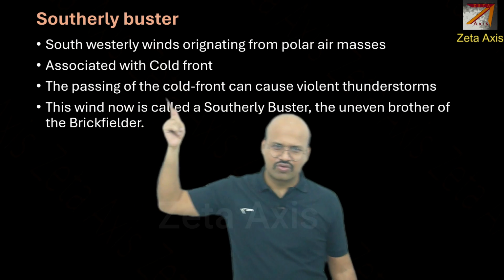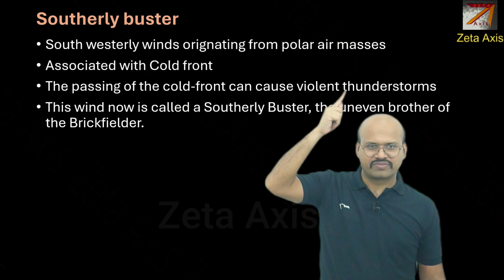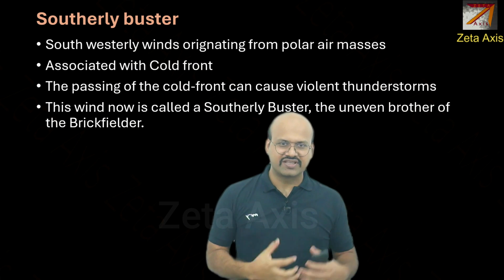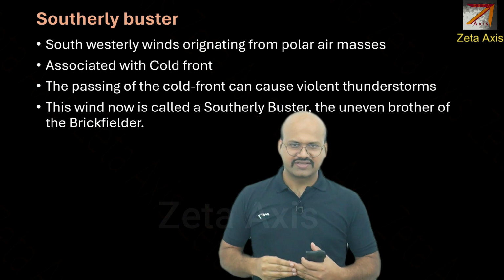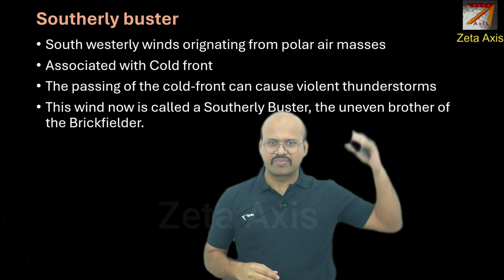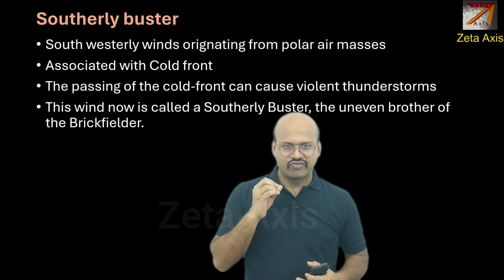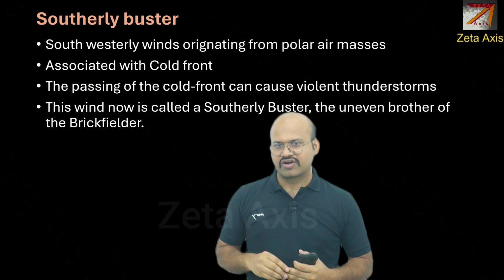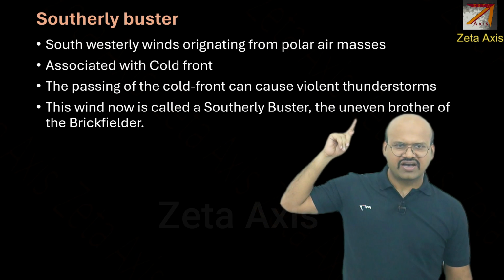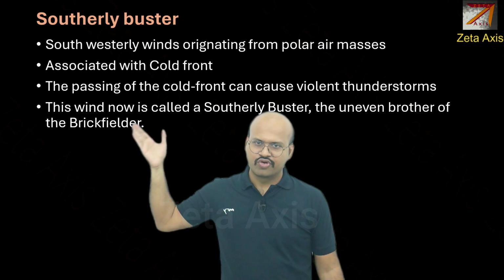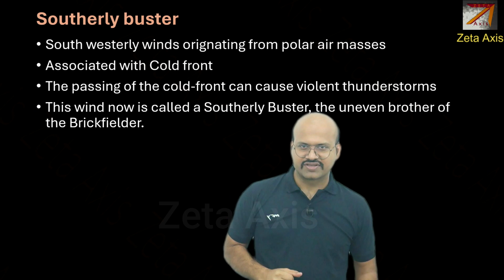The passing of the cold front can cause violent thunderstorms because the cold air is meeting the warm air at the cold front and uplifting the warmer air. Thus, we will see that a lot of thunderstorm clouds are formed, that is, rain and hail can occur in this region. The wind is now called southerly buster, and it is an uneven brother of Brickfielder, a type of local wind which we are not going to discuss.